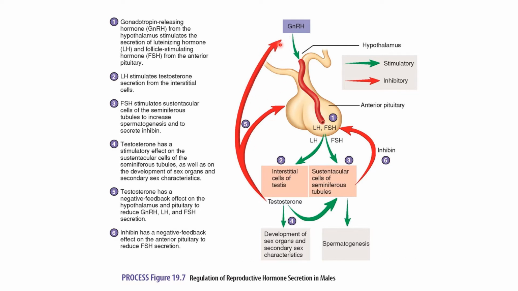When there's too much testosterone, it also inhibits the GnRH, okay, and of course the release of the LH and FSH. Even the sustentacular cells of the seminiferous tubules give an inhibitory effect on the LH and FSH release. Okay?